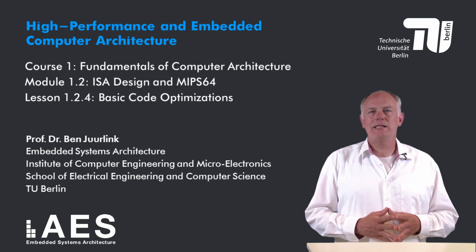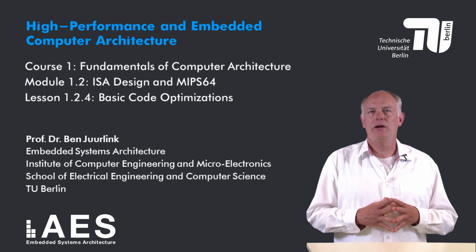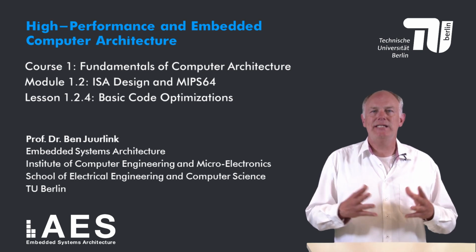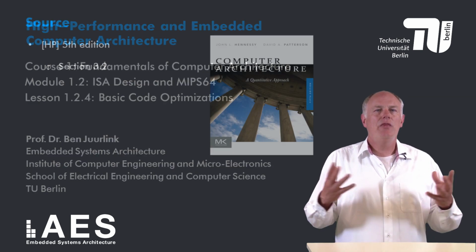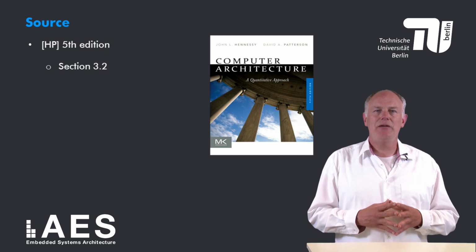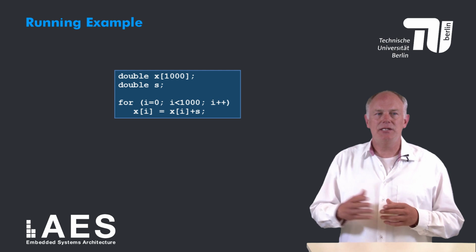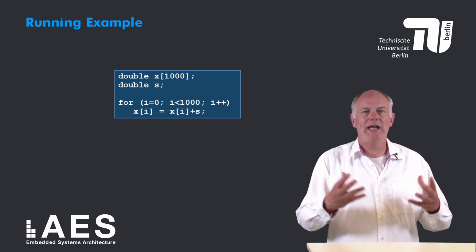Welcome to this fourth lesson in the second module of the course on Fundamentals of Computer Architecture. The topic of this lesson is Basic Code Optimizations. This lesson is slightly based on section 3.2 of the textbook by Hennessy and Patterson, but most of it has been developed by myself. To explain the basic code optimizations, I will use this code as a running example.